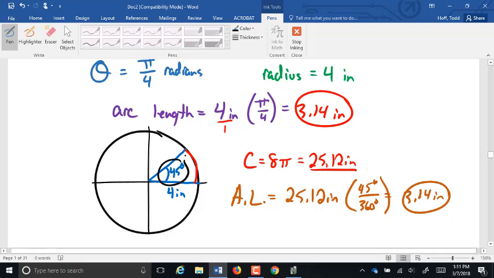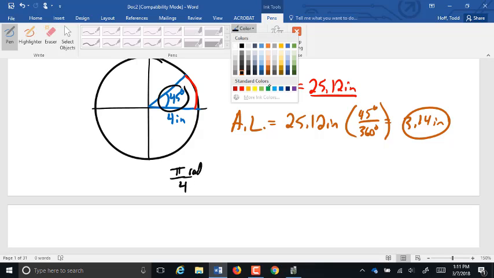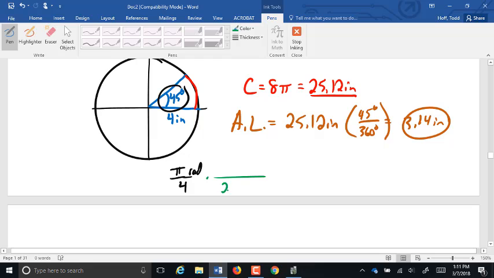Where did the 45 degrees come from? That is the equivalent of pi over 4 radians. Pi radians over 4, if I did my conversion. 2 pi radians on bottom, 360 degrees on top. Radians cancel, pi cancels. 360 degrees over 8 is 45 degrees.